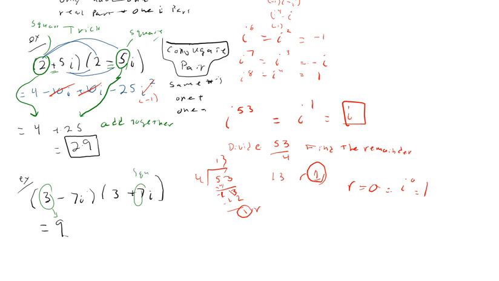7 squared is what? 7 times 7, and remember there's perfect squares. 49, thank you. So 49 plus 9, that's going to be, what is that, 58? There's your answer.